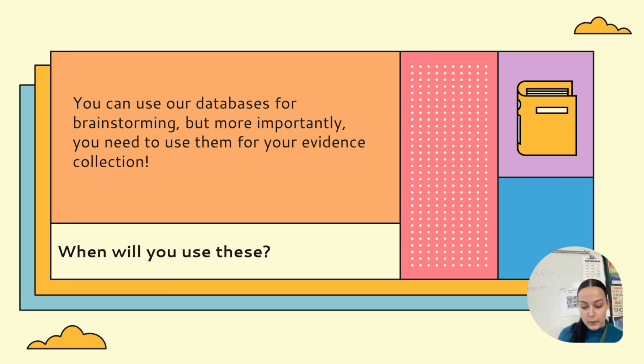And then when are we going to use these? As I mentioned, right in this unit, you are going to use them. You can use them for brainstorming if you want, in addition to using Google, but more importantly, for your evidence collection. We need at least 4 articles from the databases, and 2 from the internet. Okay. So if you want all 6 to be from the databases, you can do that. But I just wanted to give you that flexibility of having that option to use from both. However, right, you need at least 4 articles from our databases.